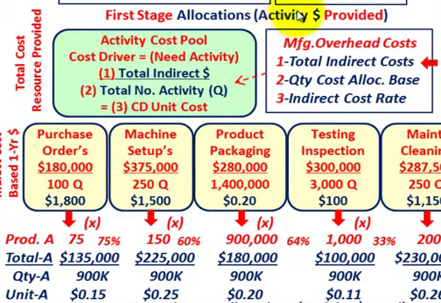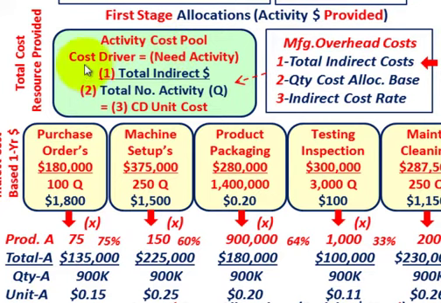Okay, so the first thing we have to do is look at our first stage allocation of these activities, or this work function that's being provided, in terms of the monies, the costs that are being provided. So first we have to set up our activity cost pool, and then we have to know what our cost driver is, what the need for that activity is, and it's sort of a common sense approach that you'd be using.